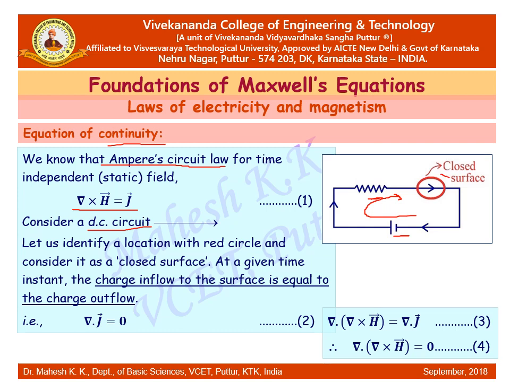Now in this circuit, consider a closed surface, the red one, where current is going to enter and current is going to leave because it is continuous. So the charge inflow to the surface is equal to the charge outflow. That means del dot J is equal to 0. Then by taking the divergence on equation 1, we can write del dot del cross H is equal to del dot J. The left hand side, del dot del cross H, is nothing but 0.